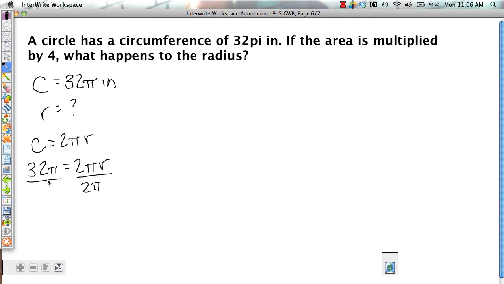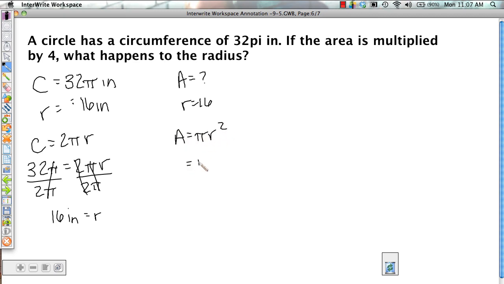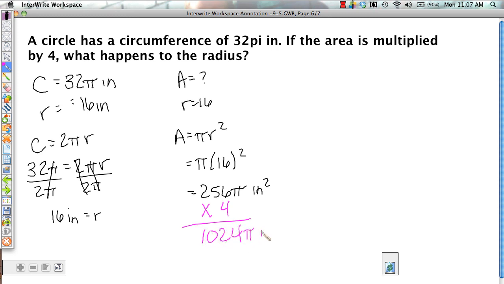we can solve for r. And we get that the radius is 32 inches. Oh, I'm sorry. How about we divide that by 2 and we get a radius of 16 inches. So now we can find our area. We get an area of 256 pi square inches, remembering that this is the exact answer, which is easier to work with. But now we are told that this area is multiplied by 4, which gives us a new area of 1024 pi square inches.